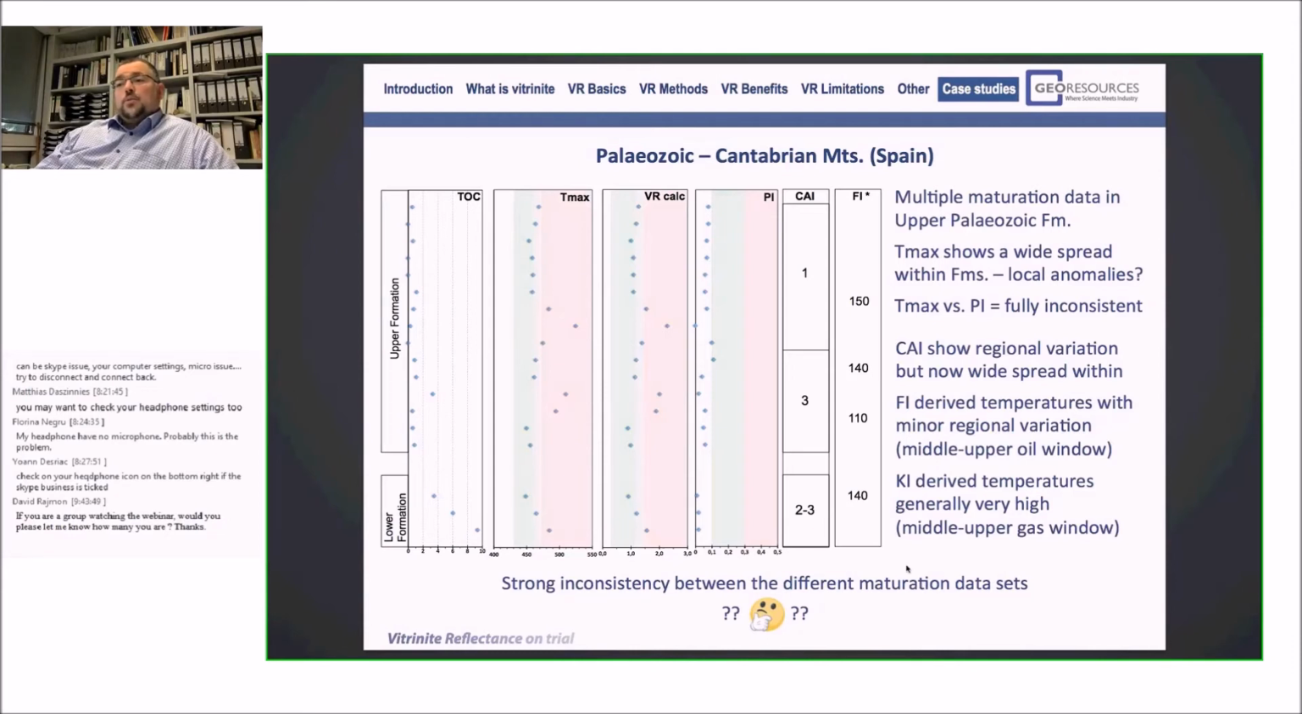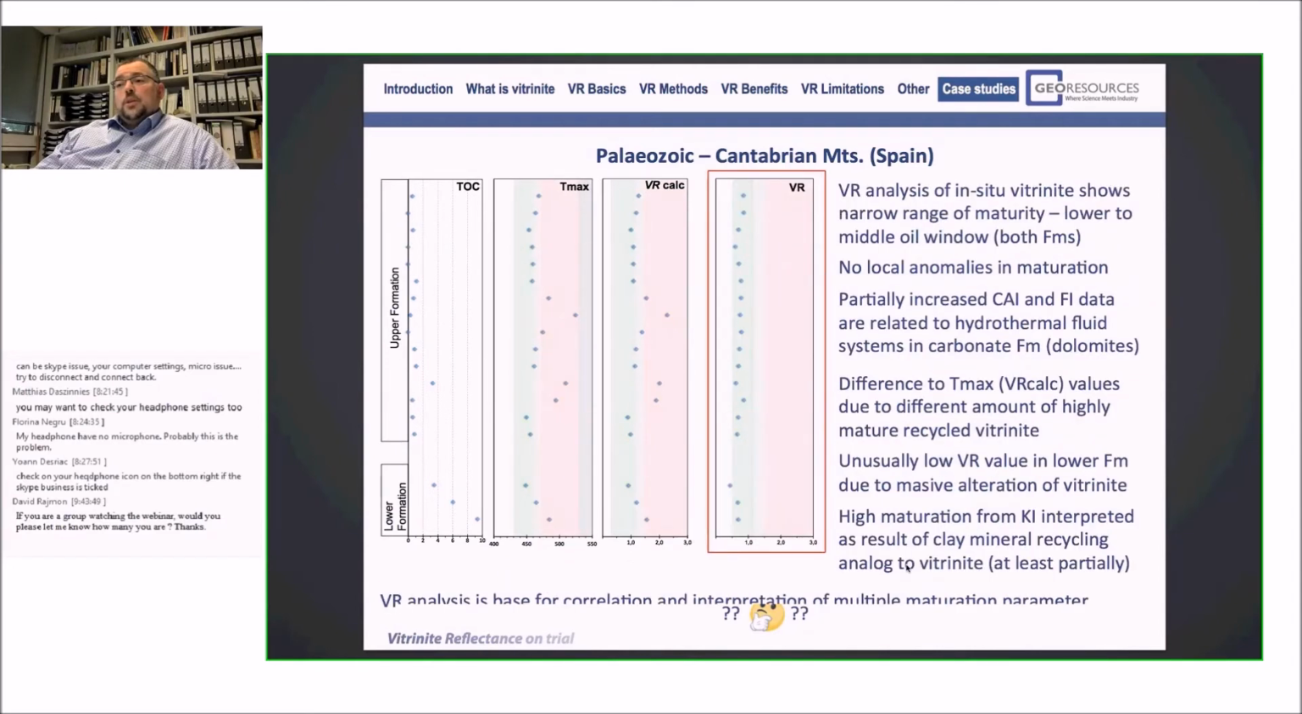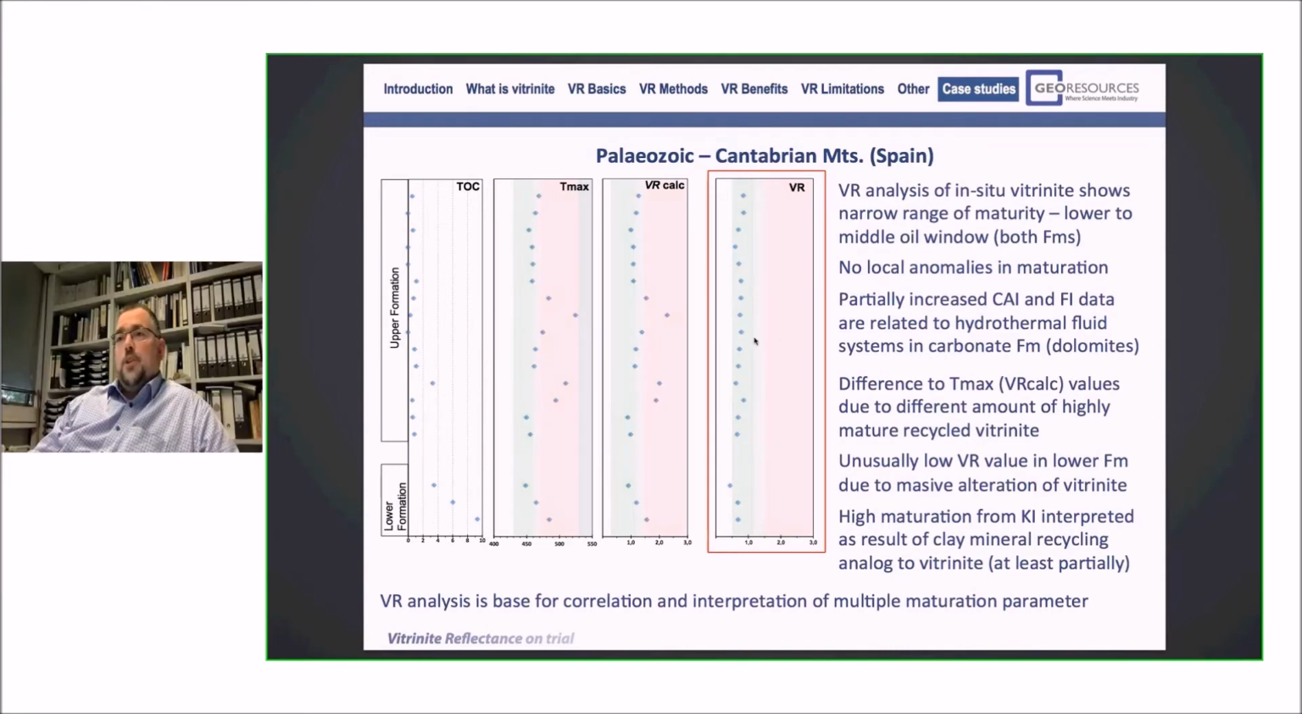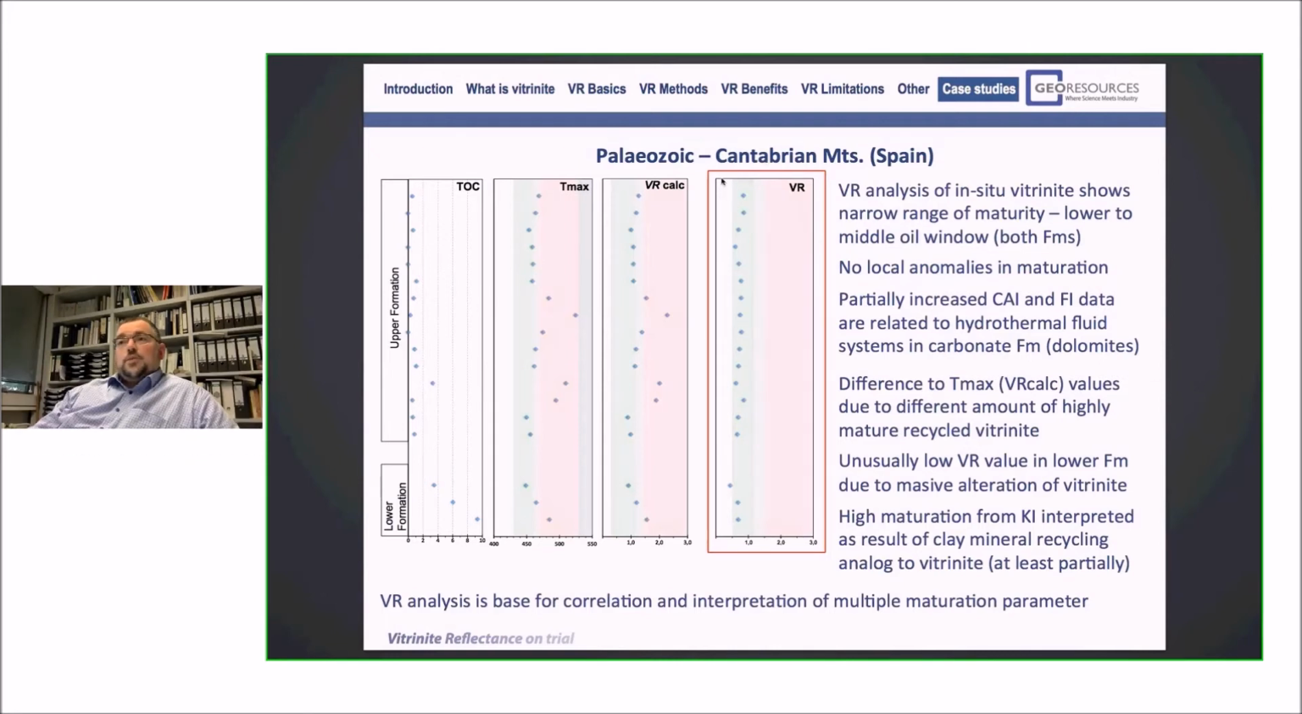So this was the point when I was asked to do vitrinite reflectance on these samples. And these are the vitrinite reflectance data from the measured samples. This is based on the in situ vitrinite only. All these samples had two populations, and we only interpreted the in situ population, and this gives us a very narrow range in the lower to middle oil window for all the samples. And we no longer see any local anomalies as in the Tmax data.